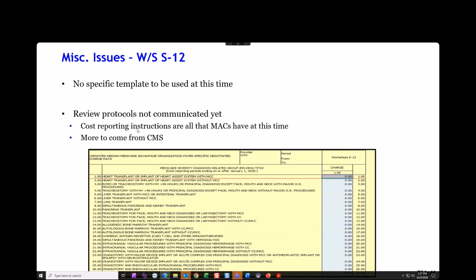Now, when the template comes out, it might be something like every DRG has a tab, and then you put in the list of charges and prove that median calculation. I'm just guessing there. I don't really know how much detail they're going to want to see and how much detail they're going to have us review. So there's a lot more to come on this.